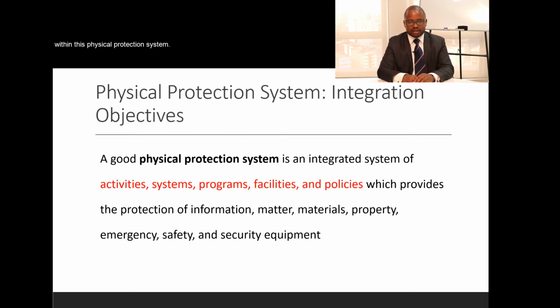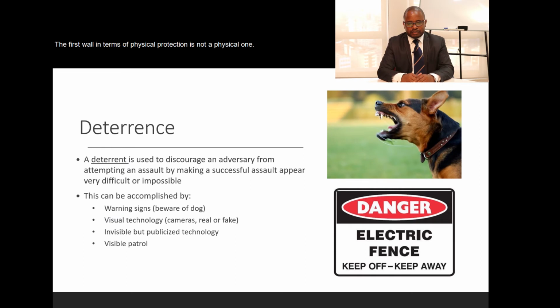The first wall in terms of physical protection is not a physical wall, and we call this deterrence. To deter is to discourage any adversary or a person with ulterior motives from attempting to access a facility, or our chemicals in our laboratory or facility. Now, how do we deter or discourage adversaries from accessing our assets? This is normally done using signs.